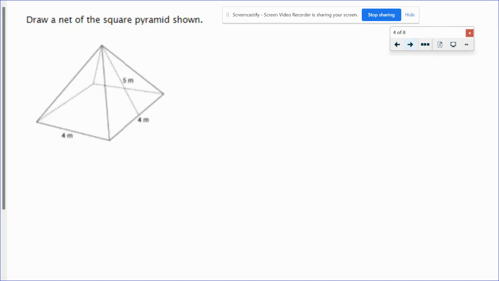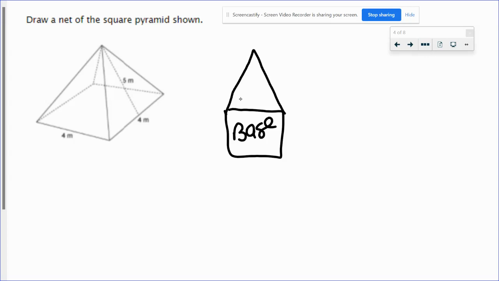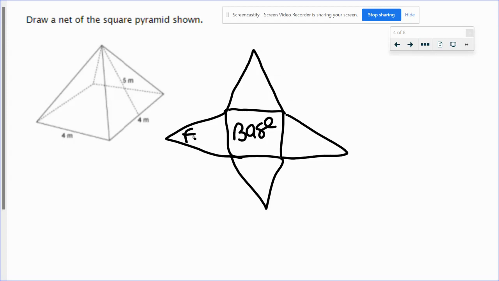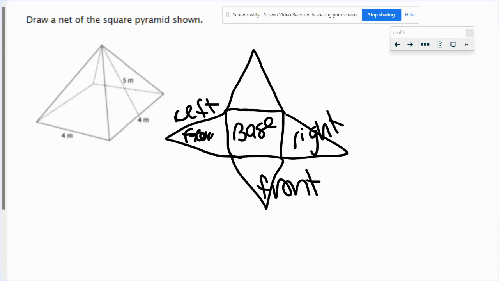Draw a net of the square pyramid shown below. So we have a square pyramid. So that tells me I'm going to have a square base, or the bottom. And then if I unpeel this, I'm going to have a triangle off of each side. So I would have the left, the right, the front, and the back. And if I fold it all up together, it would be the square pyramid. All right, let's keep moving.